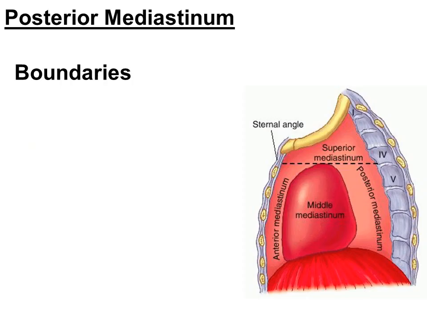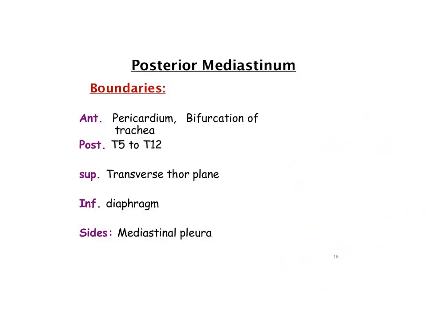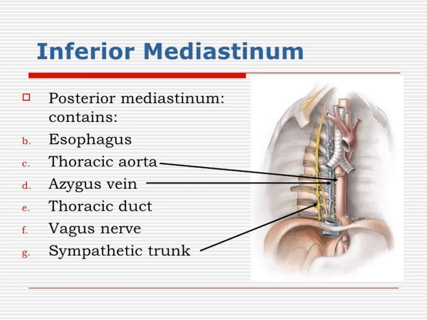Then we come to the third subdivision of inferior mediastinum, posterior mediastinum. Boundaries are: anteriorly bounded by pericardium, bifurcation of trachea. Posteriorly, it is bounded by T5 to T12 vertebra. Superiorly, it has transverse thoracic plane. Inferiorly, we have diaphragm, and on the sides we have mediastinal pleura.